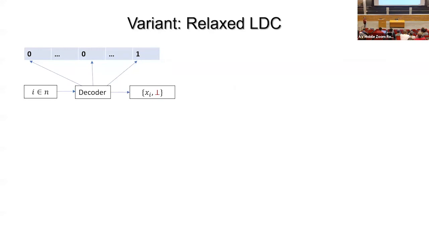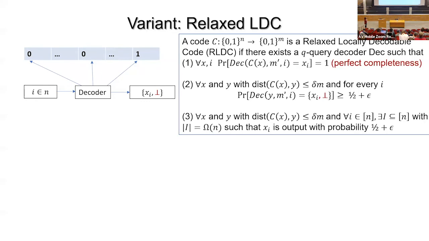Okay, now I'll spend the next few minutes talking about the third paper I wanted to talk about, and that's about a relaxed version of locally decodable codes. They're called relaxed LDCs. They were introduced by Madhu and others. And here, the only difference from before is that the decoder is allowed to say, I don't know. It's allowed to output a bot, but it shouldn't output the incorrect answer with probability more than half minus epsilon. And we have actually 3 properties here.